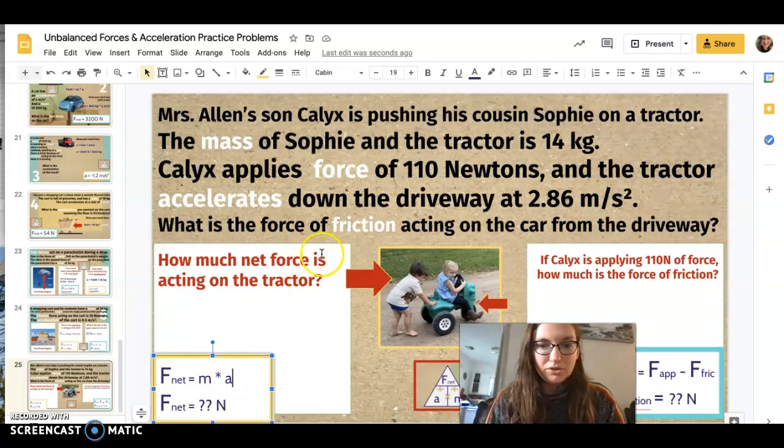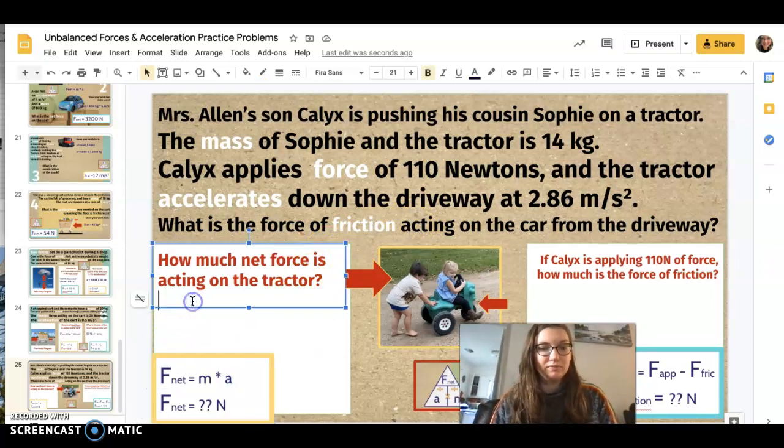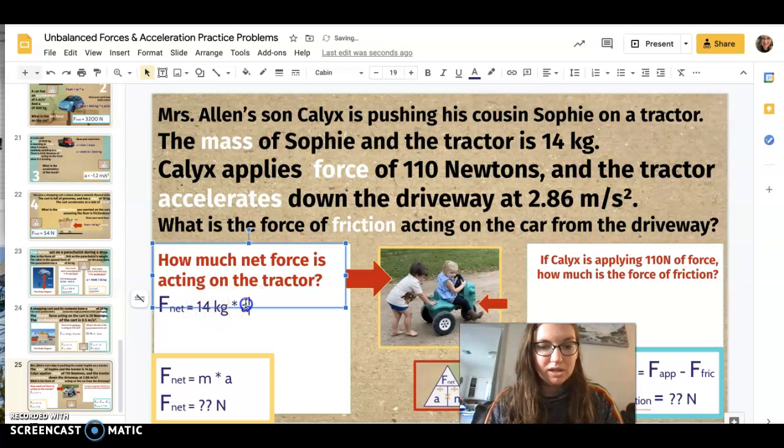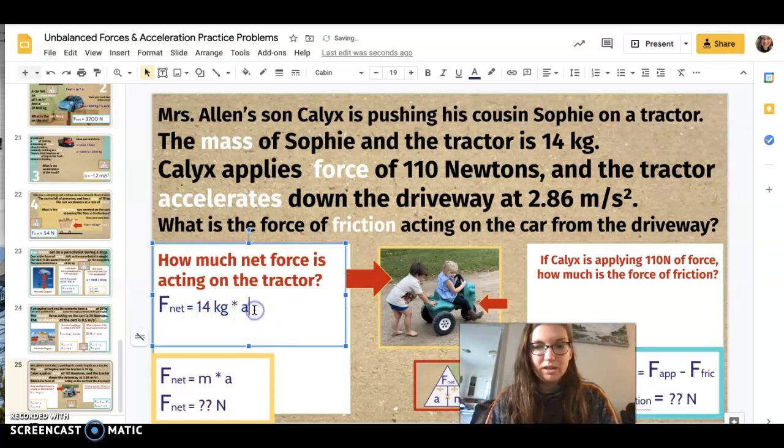Okay, so the first step that we need to do here is to figure out how much net force is acting on the tractor. So we know the mass and we know the acceleration. We know how much force Calyx is applying, but we don't know how much friction is acting there. So let's do this one to find the net force first. The net force is going to be the mass, which is 14 kilograms, times the acceleration, which is 2.86 meters per second squared.